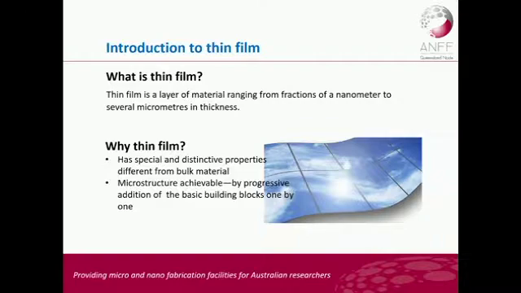So what is the thin film? Thin film usually is a layer of material with a thickness from nanometers to a few micrometers. If your thickness is greater than 10 microns, usually we don't consider it as a thin film. So why do we use thin film? Because thin film has special and distinctive properties different from bulk material, like silicon.